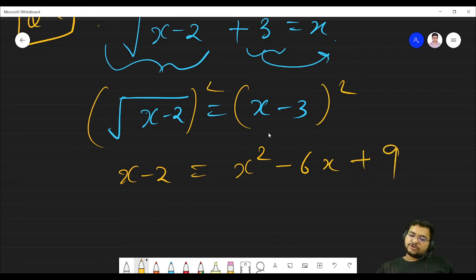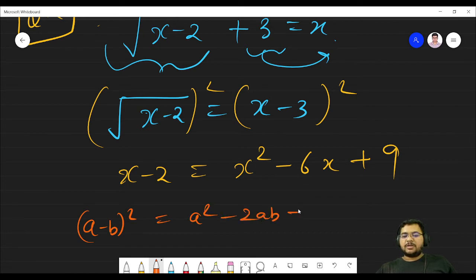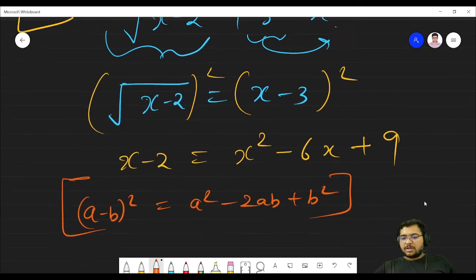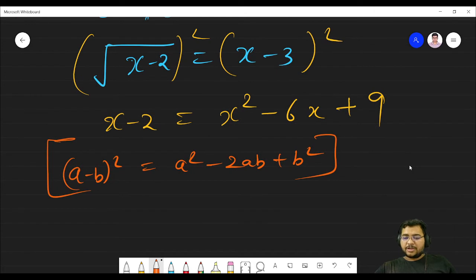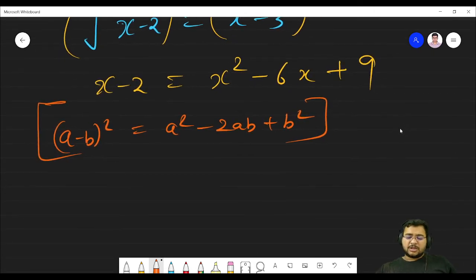Okay, so this is the formula of whole square. What is the formula of whole square? Let's say it is given a minus b whole square, so you can write a square minus 2ab plus b square. Okay, so this is the formula. Pause the video and write it down. Try to make notes. Not try, you have to make notes, and only then will you be able to solve this type of question.